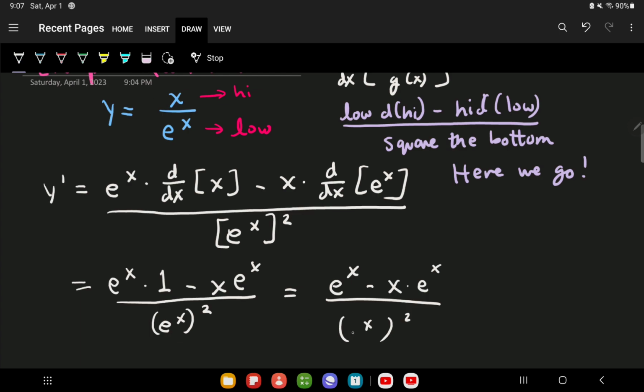And we can simplify further because there's e to the x in every expression here, but as I say, simplify at your own risk. So I think I am done.